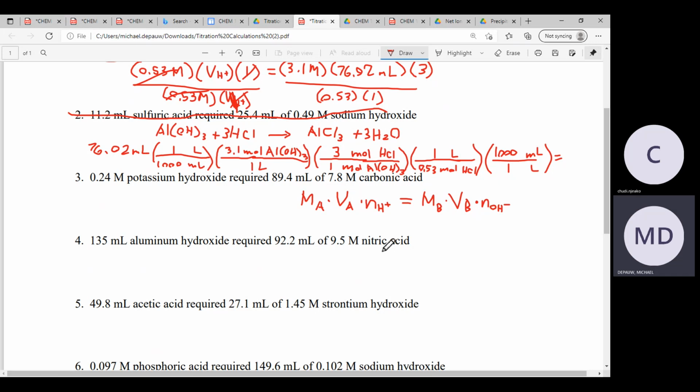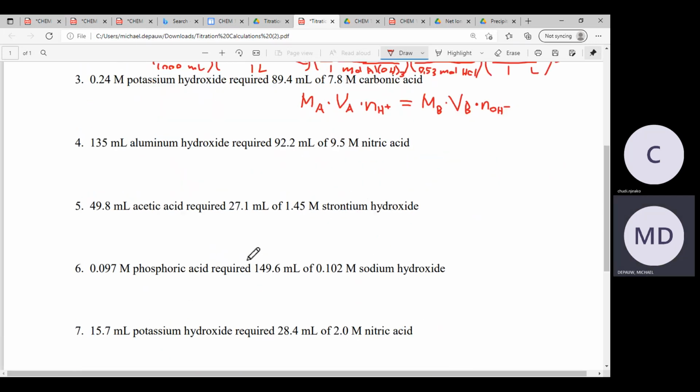All right, cool. Any last quick questions? Oh, the titration? Sure, like you want to do maybe the acetic acid versus strontium hydroxide one, number 5.